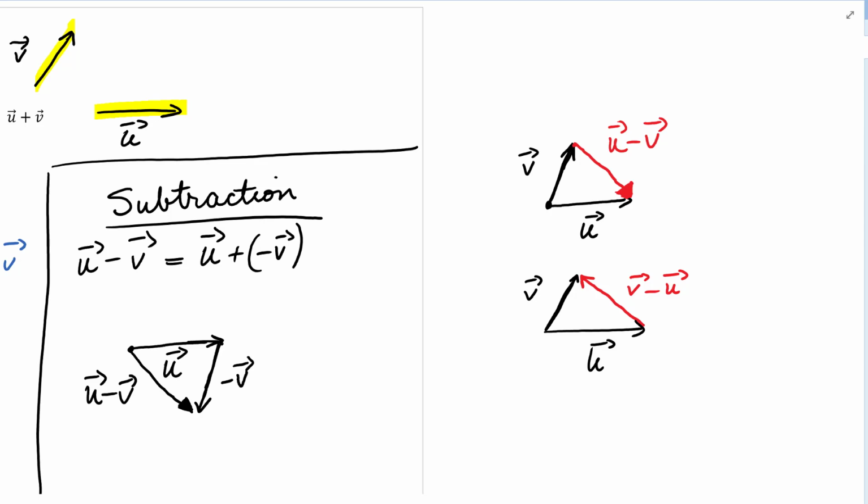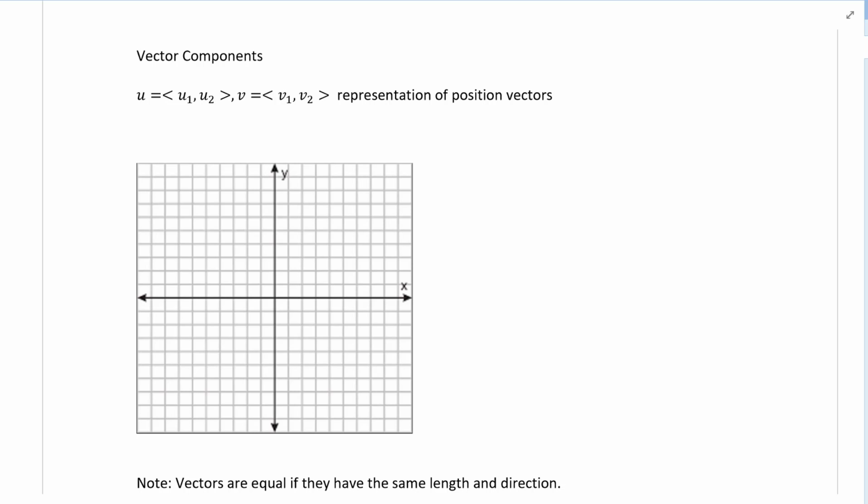So if we check this vector here with this vector that we got here, we see that they are parallel, they are equal to each other. And if we compare it with this one, we notice that they are parallel to each other, so they have the same length, but the direction is opposite, so that's exactly the opposite of U minus V, it's V minus U.